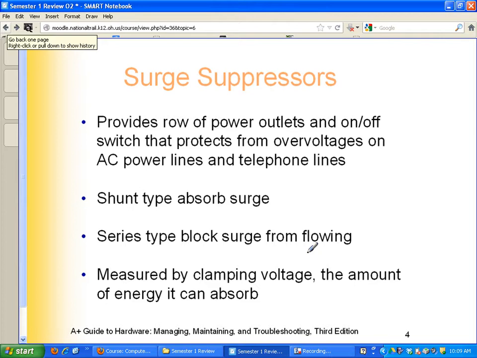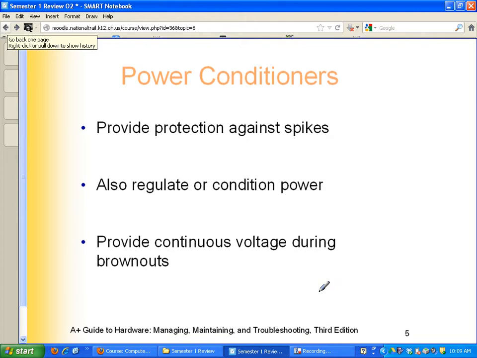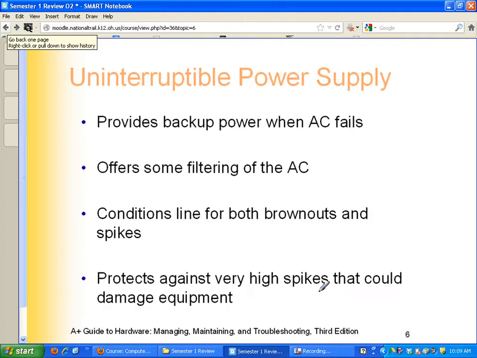Surge suppressors suppress it to a certain amount of clamping voltage. They're rated for a certain amount of voltage, like 1200 volts, and they do it by sending it to ground. If you don't have a grounded outlet, a surge suppressor won't work. Otherwise it's just a power strip. Got to have the ground plug. If you don't have the ground plug, it won't work at all. Neither will a whiteout. Power conditioners, I already said, protect against brownouts and regulate power.